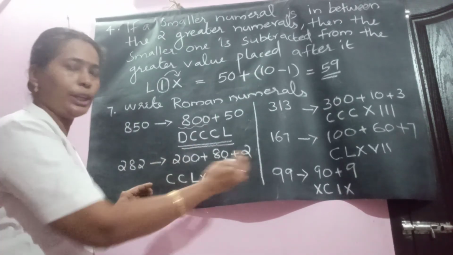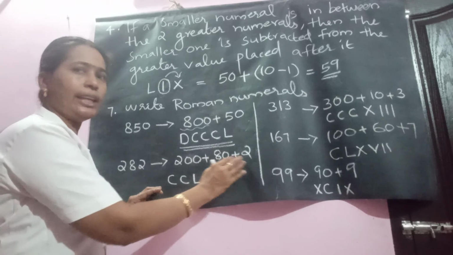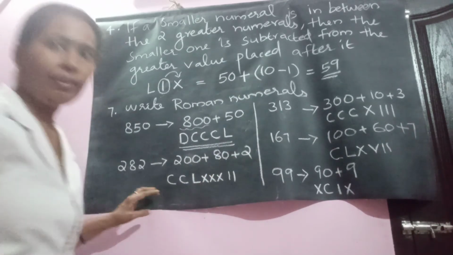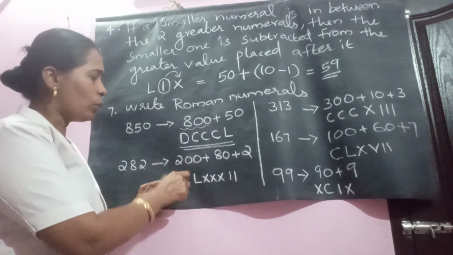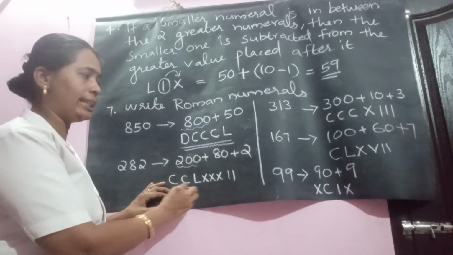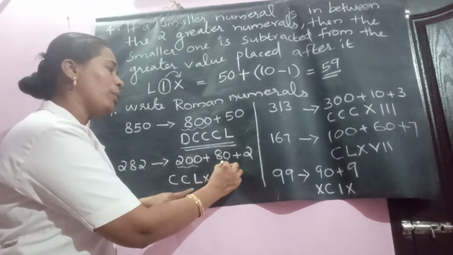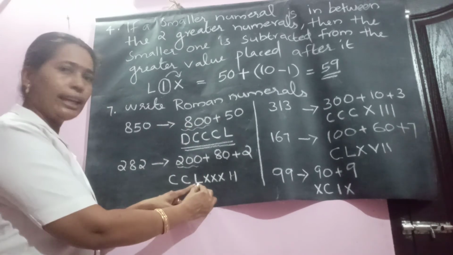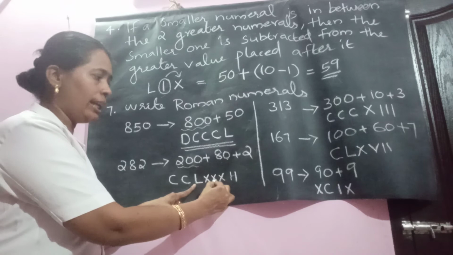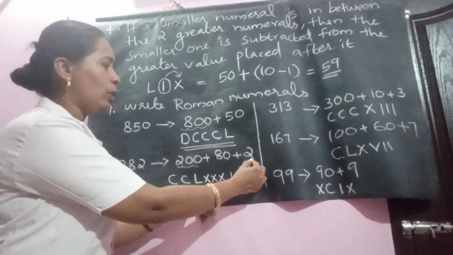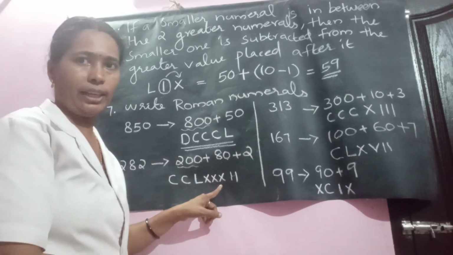Similarly 282. The teacher has split it into the expanded form, which will help you to make it easy. So 200 is very easy to write. Then 80: L, how do you write it? Same as 800. L X X X: 50, 60, 70, 80. Then for 2 we have a symbol, I, one more.